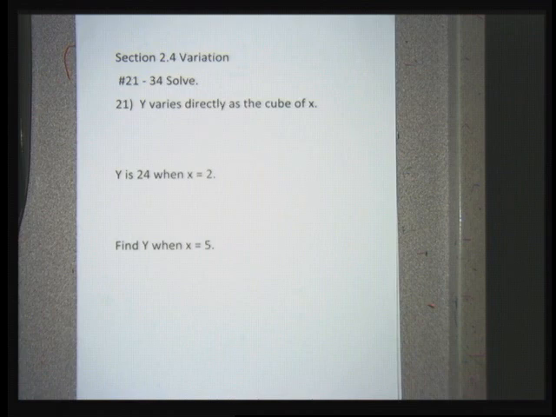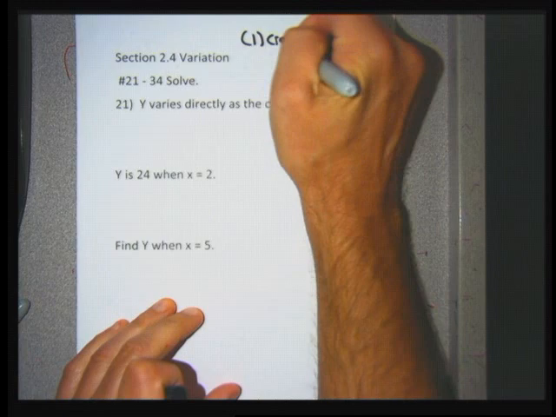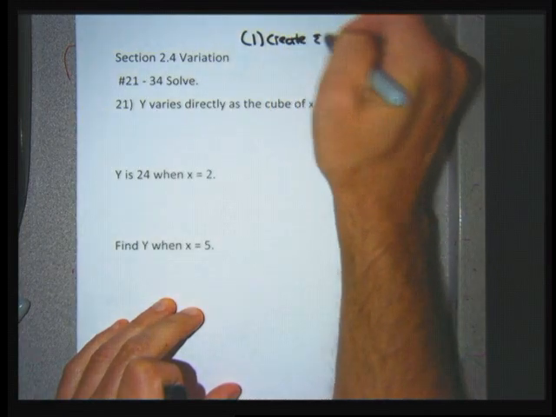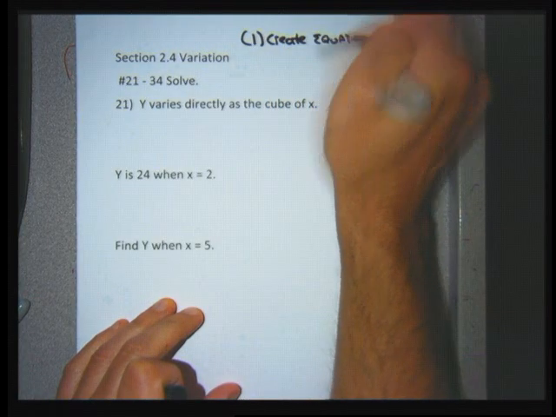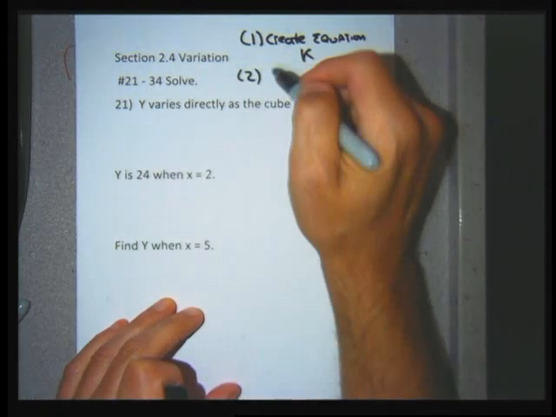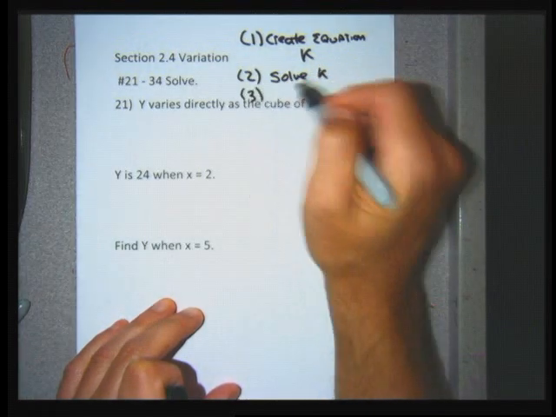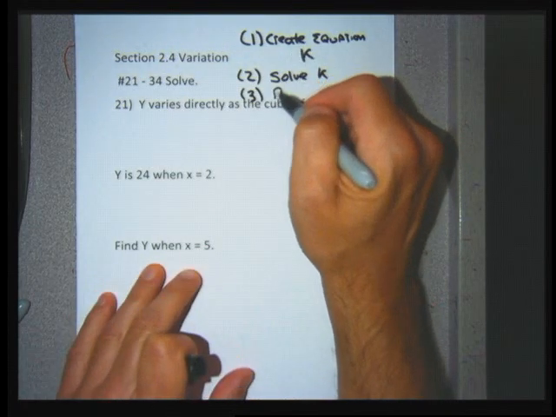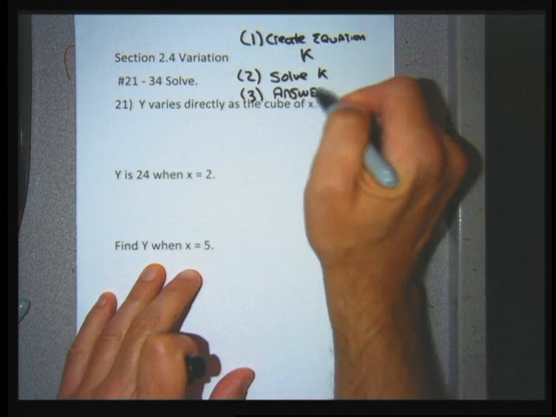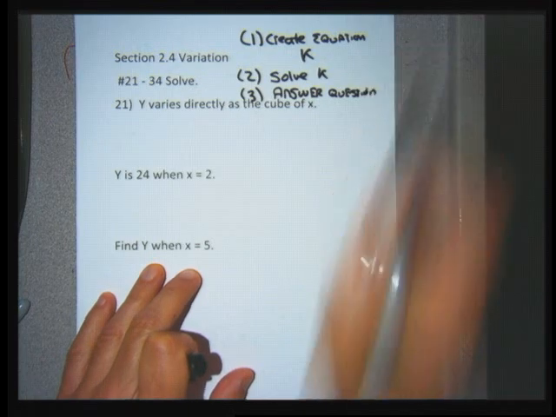Very specifically, these problems between 21 and 34 are 3 steps. Step 1 is to create an equation with a k. Step 2 is take the numbers in the middle sentence and solve for k. Step 3 is to take the numbers in the last sentence and answer the question. The last step is the question that needs to be answered.